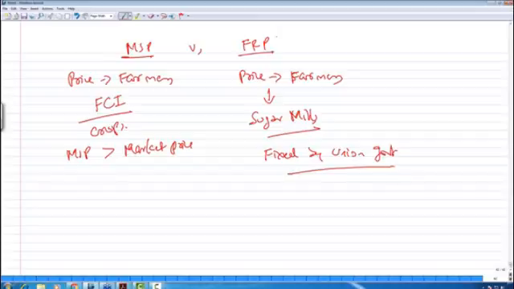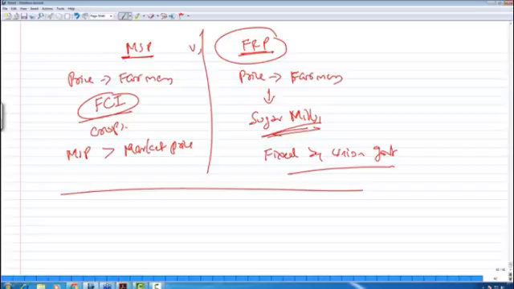So FRP is a fair and remunerative price which is fixed by union government and paid by sugar mills. MSP is again fixed by government but paid by the government institution when it buys from the farmer. So under MSP, it can be purchased at a higher than MSP price as well. But under FRP, it is the price at which sugar has to be purchased by sugar mills. So that is the main differentiation between MSP and FRP.